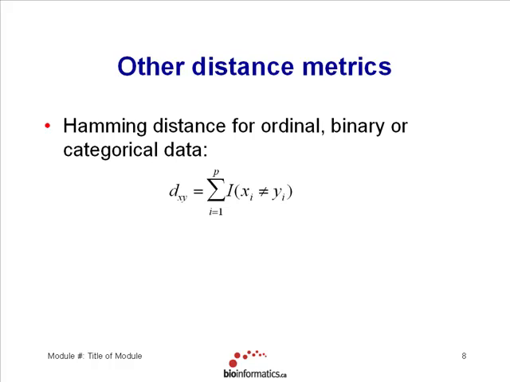So here's just another distance metric that you might encounter, and this is just to give you the language, so that if you're going to talk to the person that is analyzing your data, or you're analyzing it yourself, you can understand what these terms mean. So Hamming distance is often used for ordinal or binary or categorical data. Essentially, what it does is it counts up the number of features that are different between two samples.